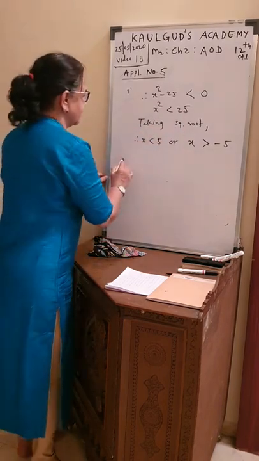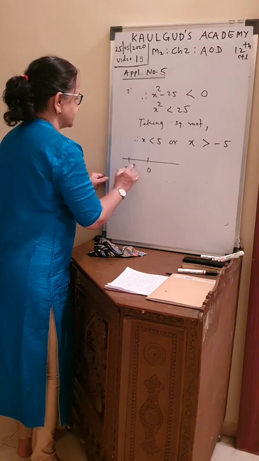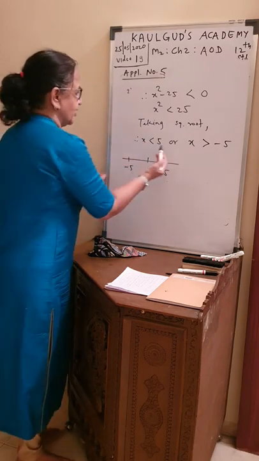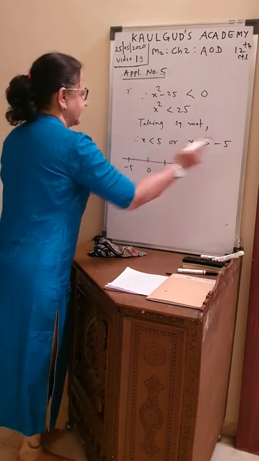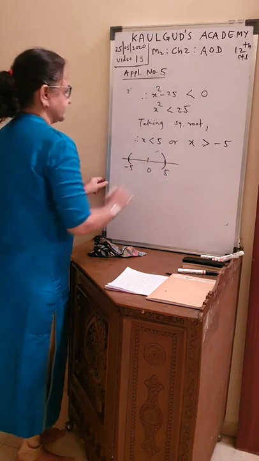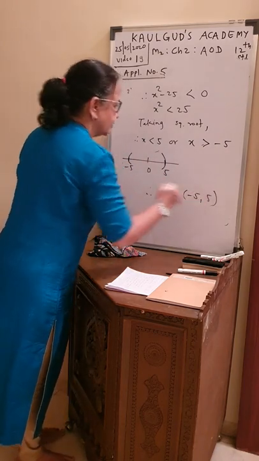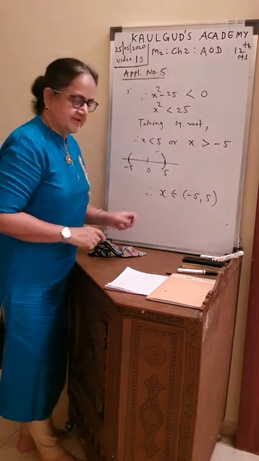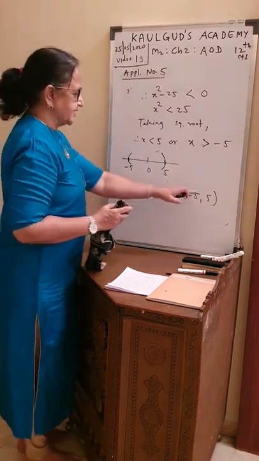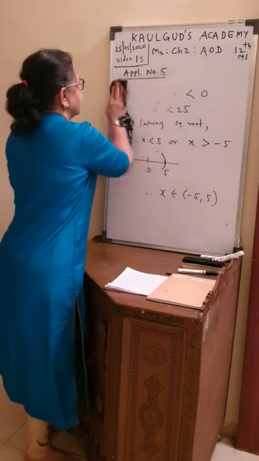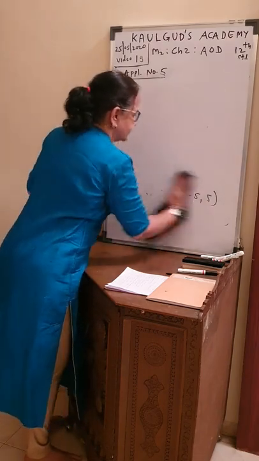Now you can see again on the number line, this is 0, this is minus 5, this is plus 5. X is smaller than 5 but bigger than minus 5. So it lies in this interval. So x belongs to minus 5 to 5. Open. So your answer, f of x is strictly decreasing if x belongs to open interval minus 5 comma 5.